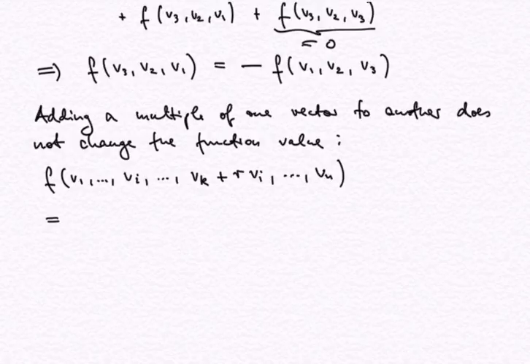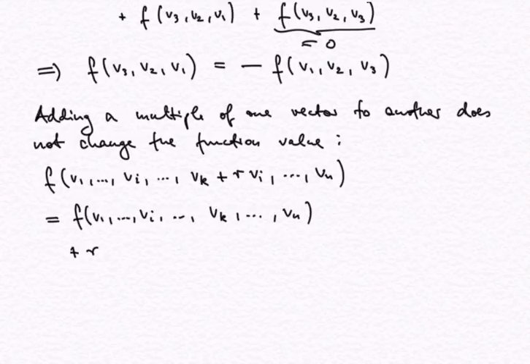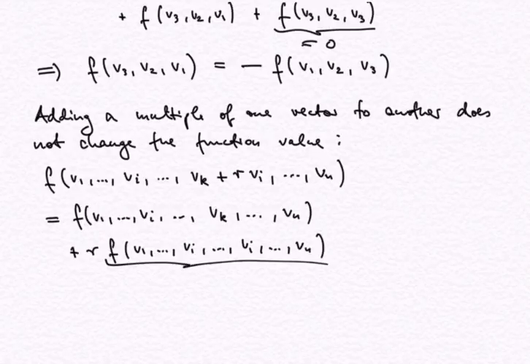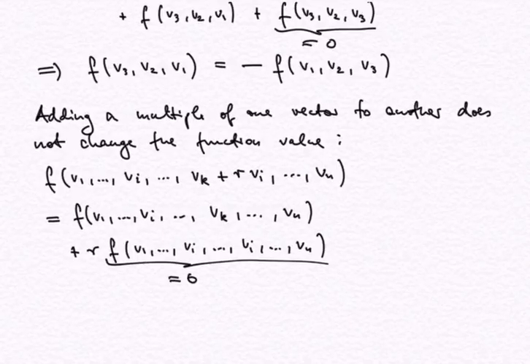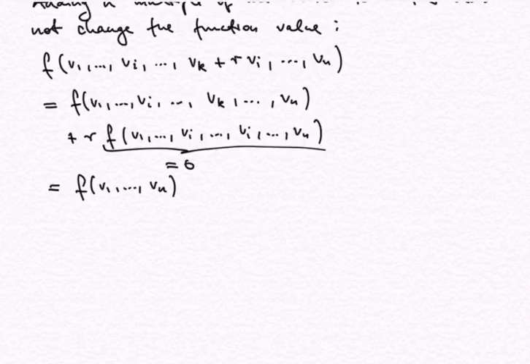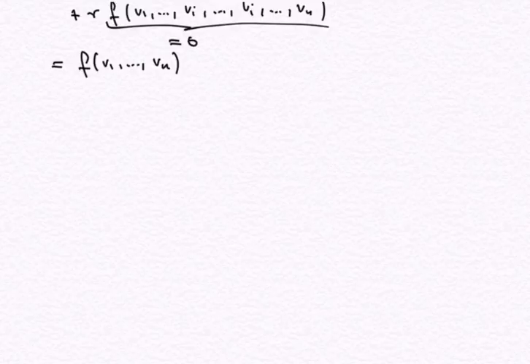and then I apply first multilinearity in position k, plus r times f of V1, Vi, Vi, Vn. And then I apply alternation. I have a repeated vector Vi here, so this is equal to 0. So I get that I have not changed the original function value by adding the r multiple of vector i to vector k. Good. That's what I want to say about alternating multilinear forms.